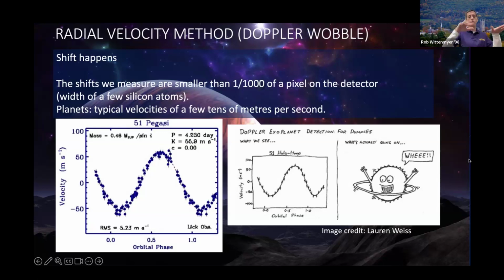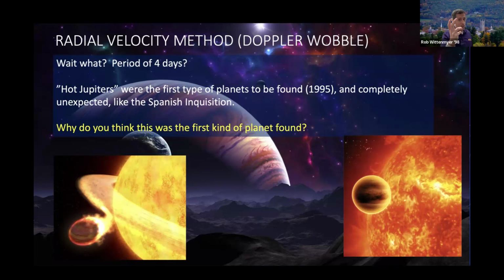You might have noticed, because I went so fast, P for period, orbital period. How long does this planet take to go around its star? 4 days. Now, if we remember from third grade science, the shortest-period planet in our solar system is Mercury, 88 days. Suddenly you're looking at a thing that says 4 days and you're going, what is this? Not expected. Nobody expected that. The Spanish Inquisition and the hot Jupiters, two things no one expected.